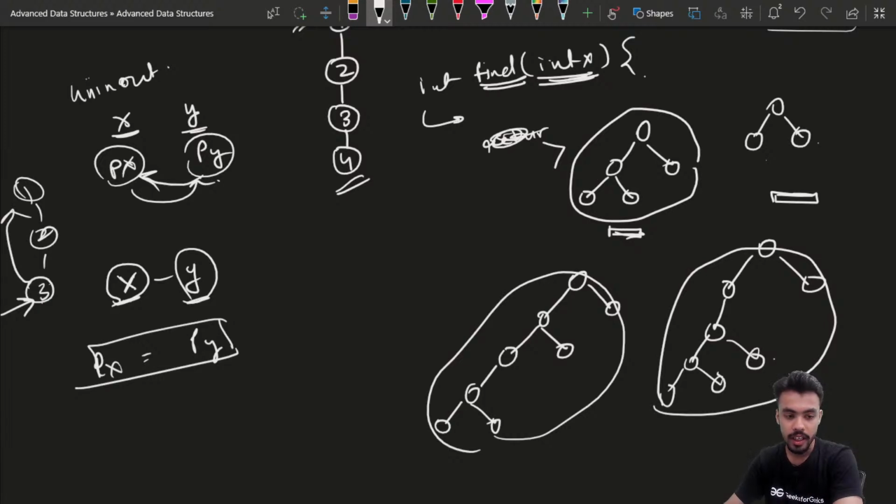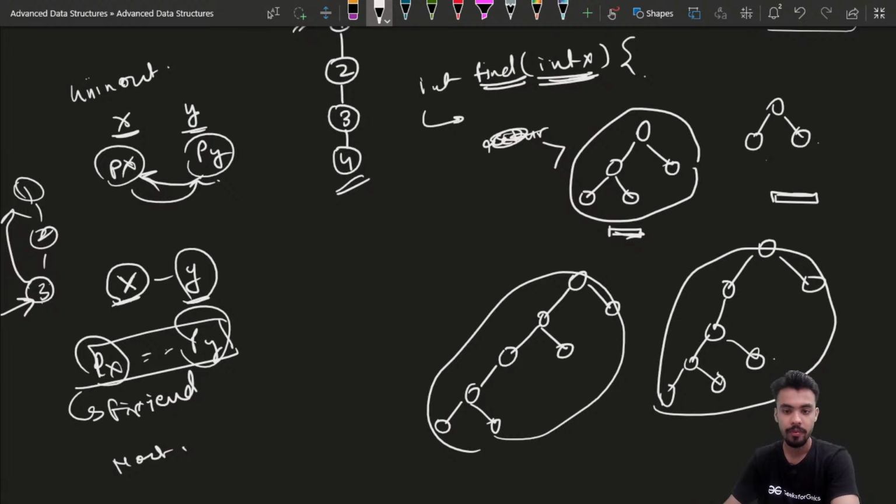Okay, so in that case this px represents the ultimate parent of x and the py represents the ultimate parent of y, and if both of them are equal, we are going to say that these are friends, and if both of them are not equal, we are going to say that these are enemies or not friends. Okay, so this is the idea.